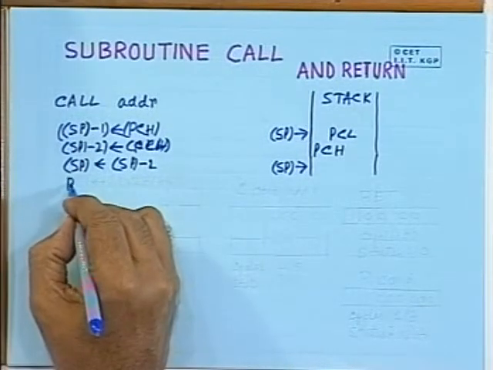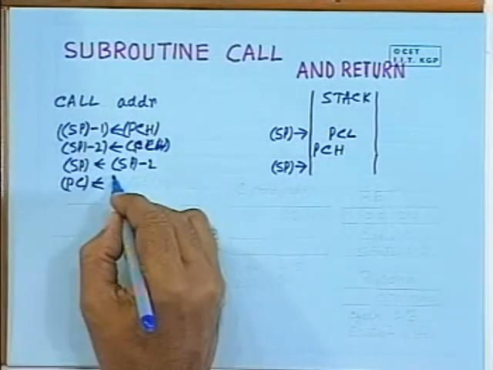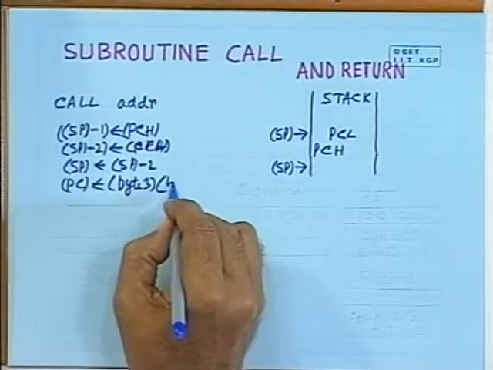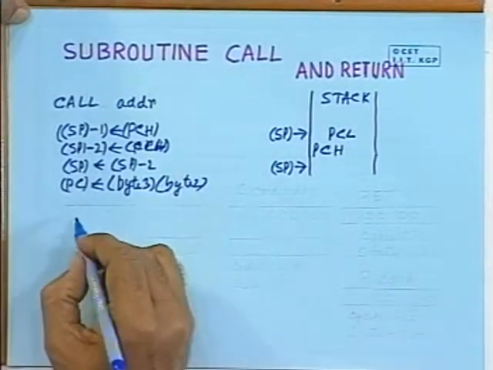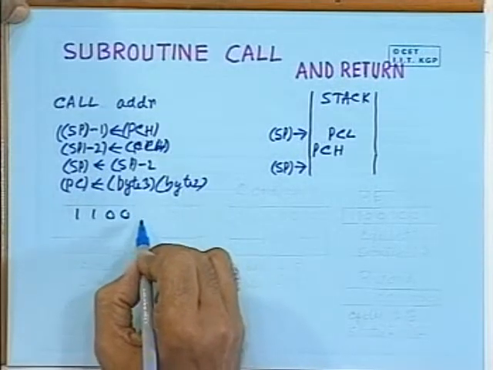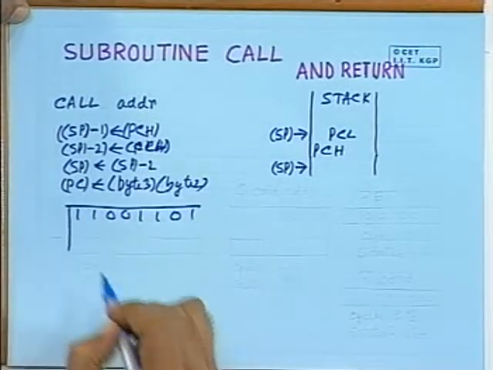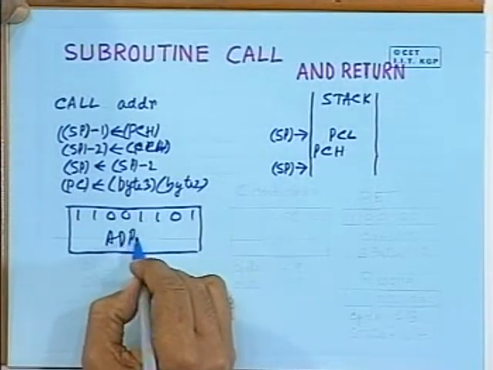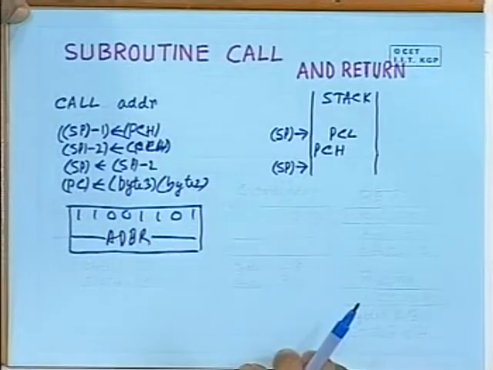And the program counter will be loaded with a new value, where your subroutine is stored. So byte 3 and byte 2 provided as part of the instruction will be stored there. And the code for the instruction is 001101. This is the opcode, and you have the address provided as part of the instruction, and this is the address which is loaded into the program counter.